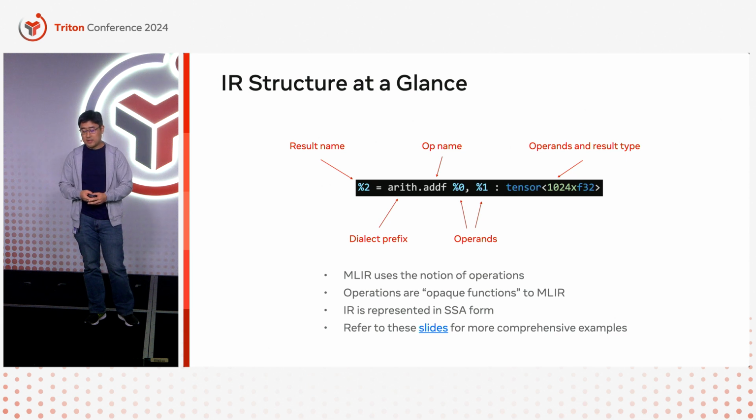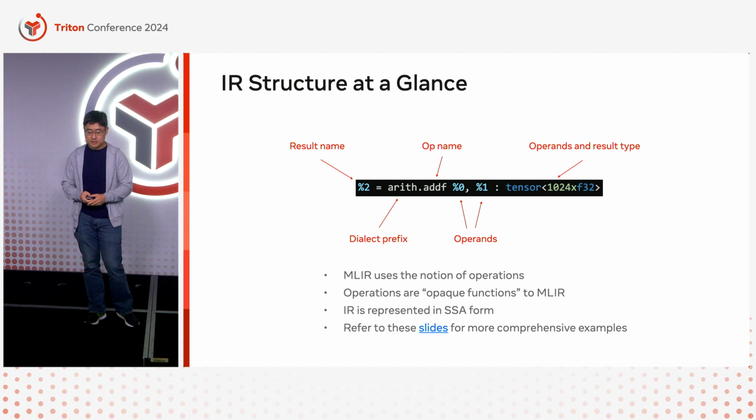Operations are opaque to MLIR. What that really means is we can define operations to mean whatever we want them to mean, but at the same time, they have standard interfaces so that MLIR passes can work with operations that the authors of the passes may have never seen before.